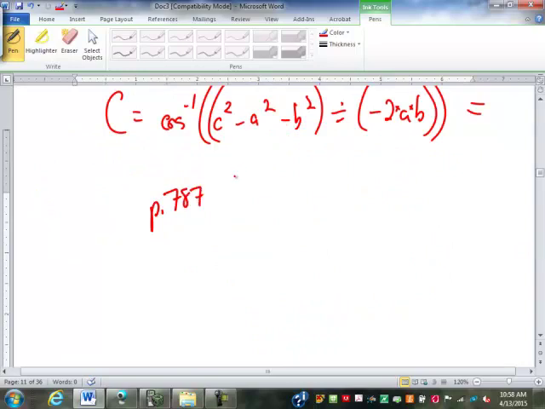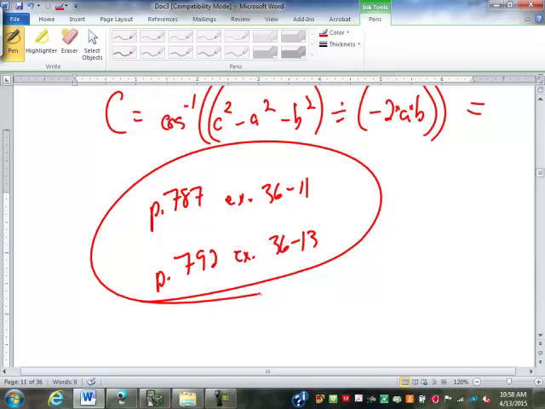On page 787 of your book, do exercise 36-11. Page 792, you're looking at exercise 36-13. Give those a shot.